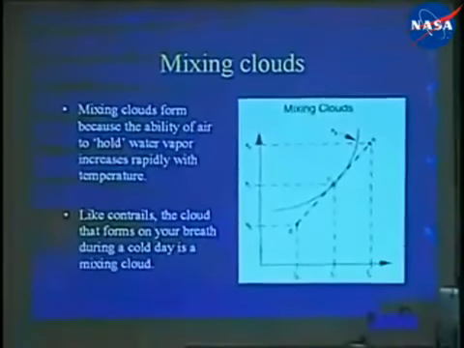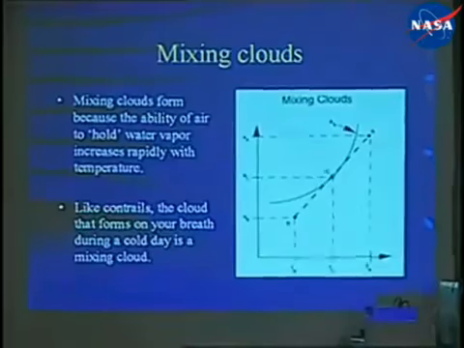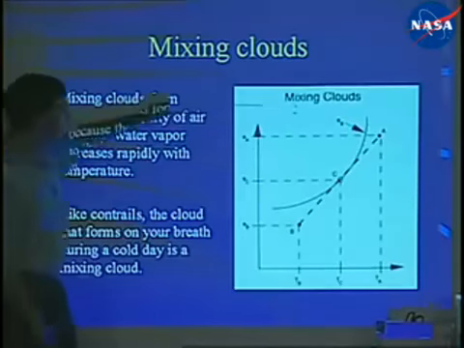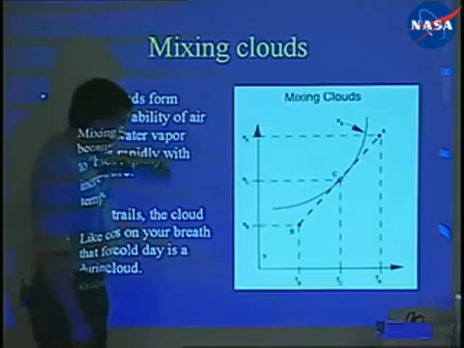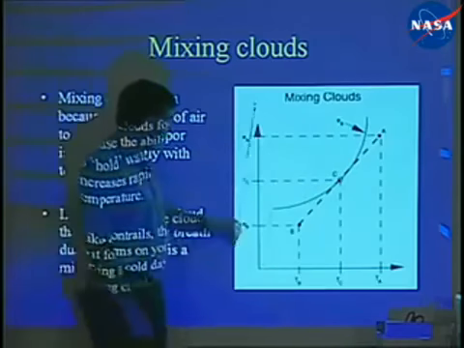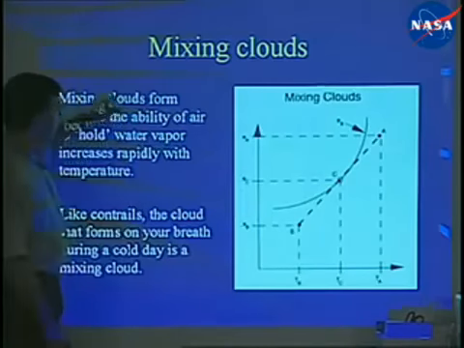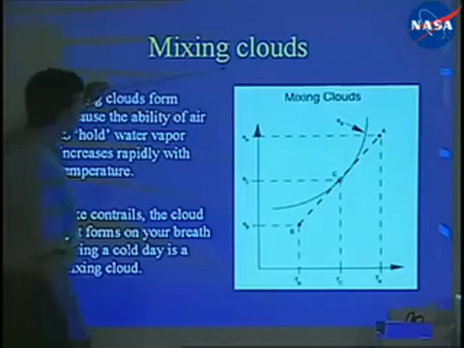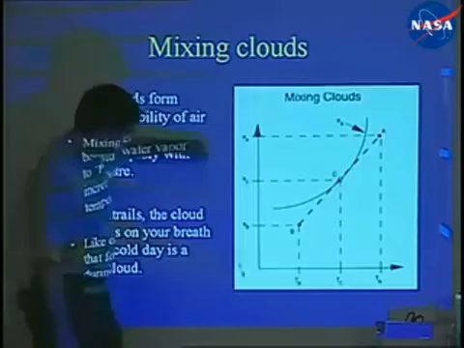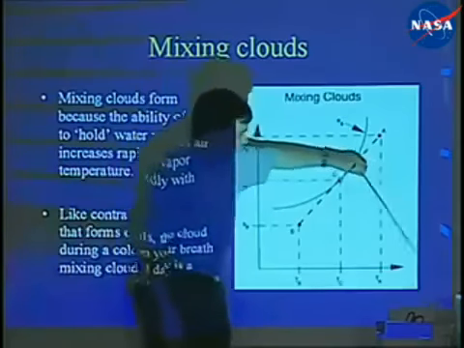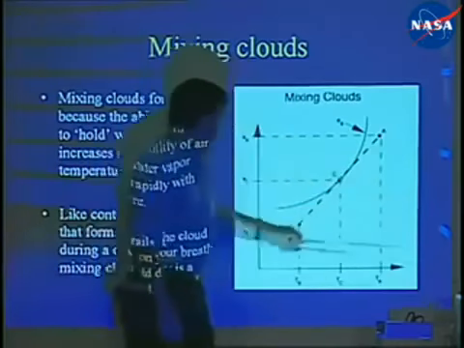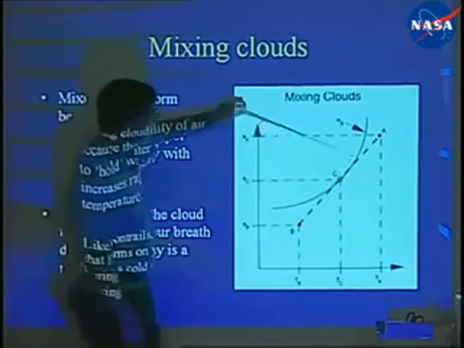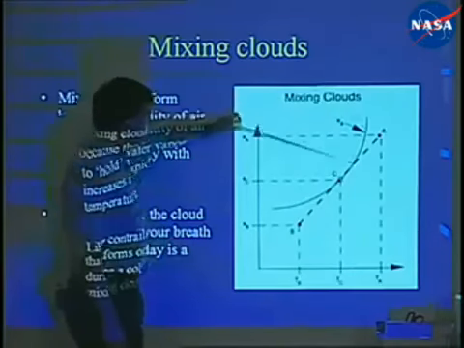I want to talk a little bit about mixing clouds and why they're important. If we look at this plot, on the vertical axis we have moisture in the atmosphere, so as we go up, there are increasing amounts of moisture. On the horizontal axis, we have increasing amounts of temperature. This line right here is what's called the saturation vapor pressure curve.